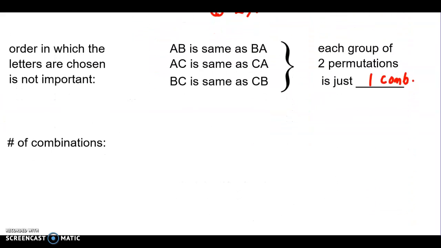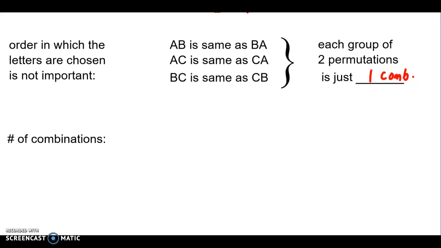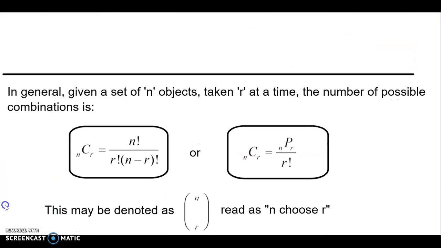So the number of combinations can be given by a formula. In general, given a set of n objects taken r at a time, the number of possible combinations is given as a formula similar to the permutation formula. Instead of permutation, or P, we have C, combination. So the combination formula is n factorial divided by r factorial times n minus r factorial.